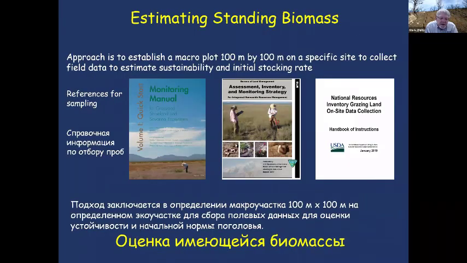There are a series of handbooks and documents that we have made available. The Monitoring Manual has all of the detailed techniques. That has been summarized into two different programs. The Bureau of Land Management designed a program called Assessment, Inventory, and Monitoring Strategy. And then the Natural Resources Conservation Service has their monitoring program, which they call NRI, for National Resources Inventory. All three of these handbooks are in your reference material.